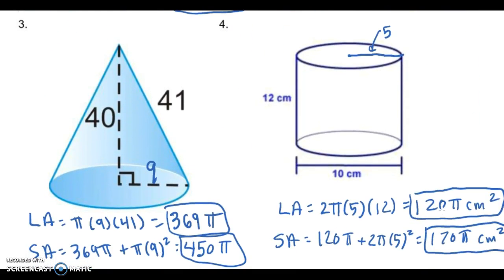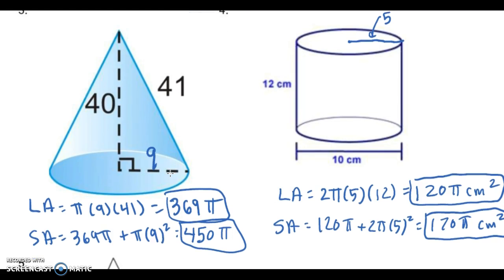And a cone, I have two dimensions given to me, the slant height of 41, the height of 40, and I need to find the radius, which is 9. Again, if you know your triples, it's awesome. If you don't, you can use the Pythagorean theorem to get it. But your lateral area is pi times the radius times the slant height. So we get 369 pi.